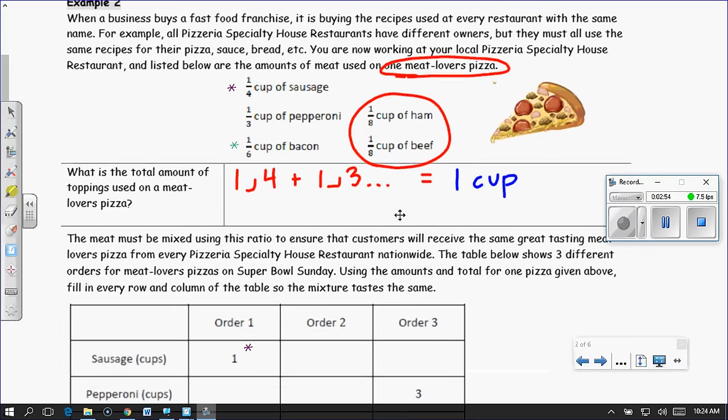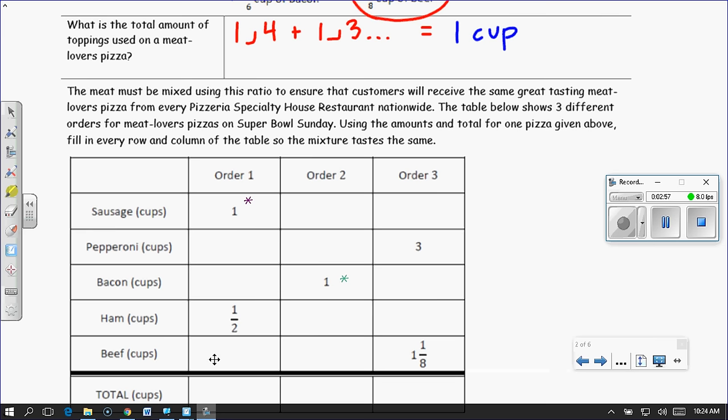What we see down here is that there are different orders taking place here. The meat must be mixed using this ratio to ensure that all customers receive the great tasting Meat Lovers pizza from every pizzeria specialty house restaurant nationwide. Okay, so just think of like your Papa John's, your Pizza Hut. If you order Meat Lovers at one place, it should taste like Meat Lovers at another place. If you order a bunch of pizzas, then you should have the same ratio whether it's on 1 pizza or 5 pizzas.